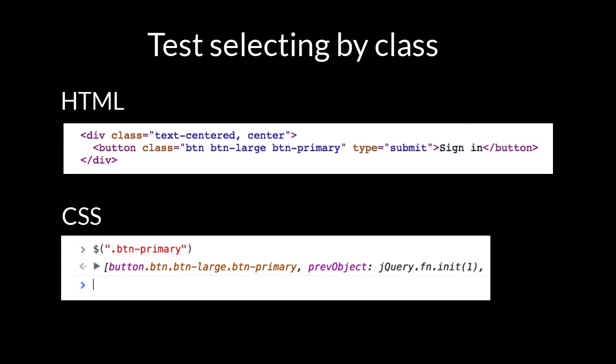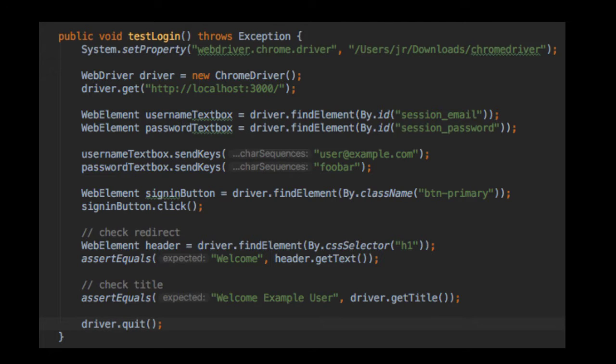And then finally, we could grab the sign-in button by selecting it by its CSS class, button-primary. And then ultimately, we can put all of these together and use them in the form of a Selenium test, just like this. Here's where we grab our username and password text boxes. This is where we populate them with the username and password. Here is where we grab the sign-in button, and here is where we check to see that we've been redirected to the appropriate web page after clicking sign in along with the correct title.